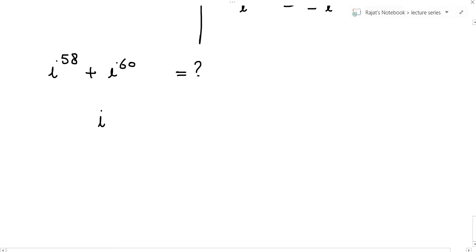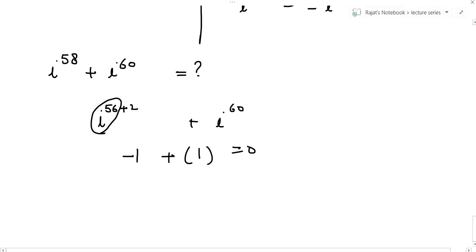So I can write it as i to the power 56 plus 2 plus i to the power 60. I have written it in this form because 56 is a multiple of 4, so i to the power 56 is of the form i to the power 4n, which is 1. So this will be -1 plus i to the power 60, which will be 1. This is of the form 4n, so this is 0. So the total answer is 0.